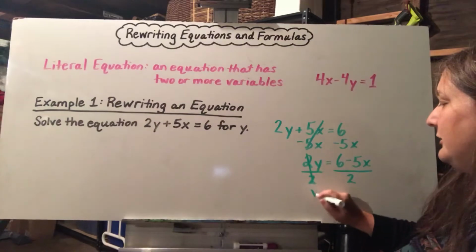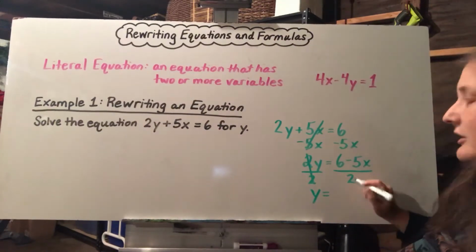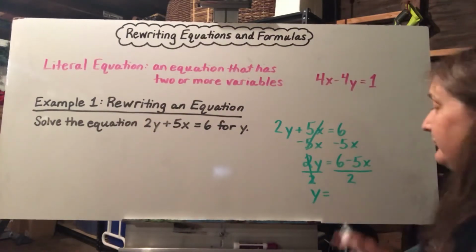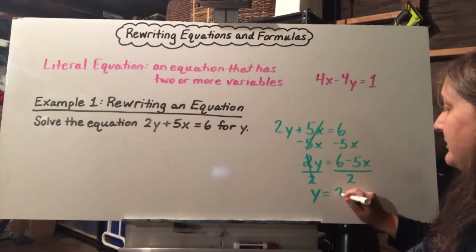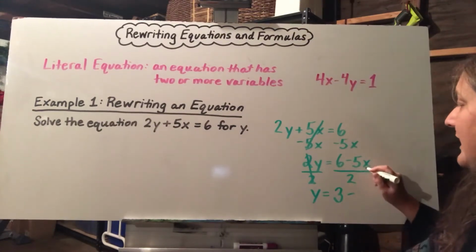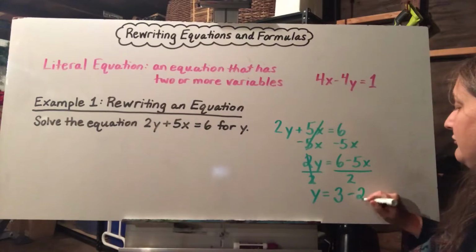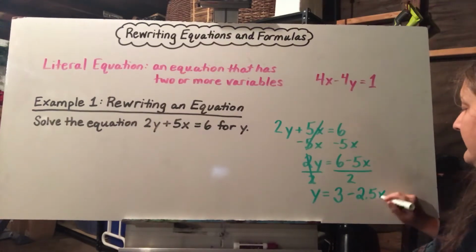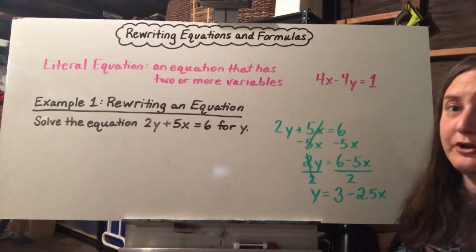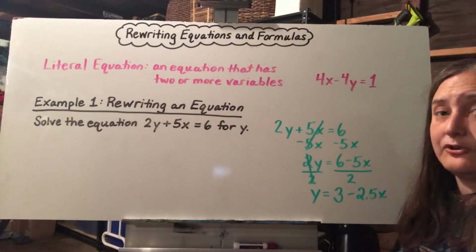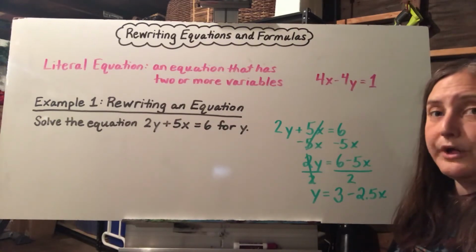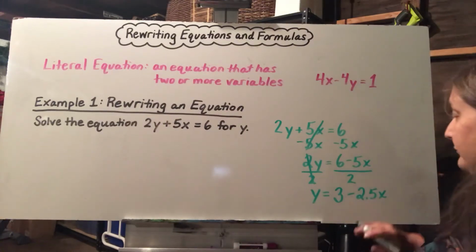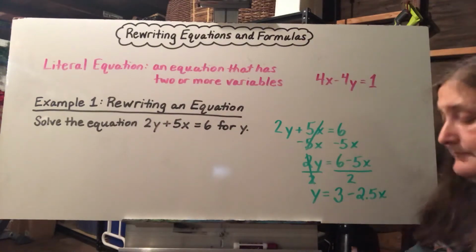I'm going to simplify a little bit more here. I'm actually going to divide each term by 2. So 6 divided by 2 is going to give me 3 for my first term, and 5x cut in half is going to be 2.5x. This 2.5 could also be written as an improper fraction, 5 over 2, or I could write it as a mixed number, 2 and 1/2. I could also write it as 2.5.